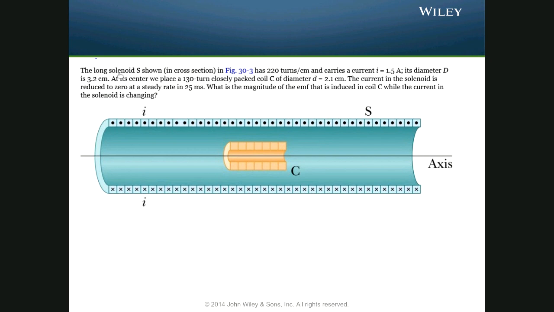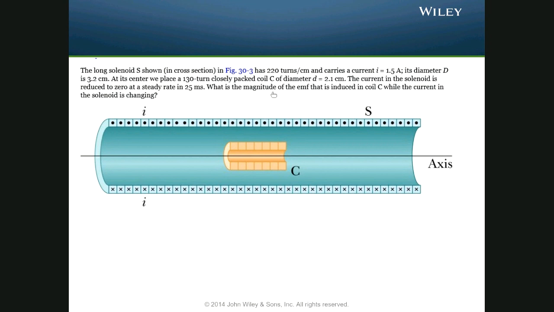So we will read it. The long solenoid S is shown here in cross-section form. We have our long solenoid here. It has 220 turns per centimeter, and it carries a current of 1.5 amps, and has a diameter of 3.2 centimeters, right? So that's all the properties here. Now, at its center, we place a 130-turn closely packed coil of diameter 2.1 centimeters. The current in the solenoid is reduced to 0 at a steady rate over 25 milliseconds, right?